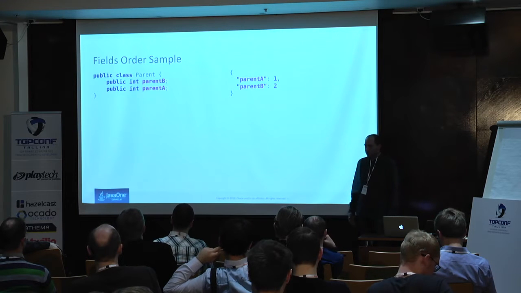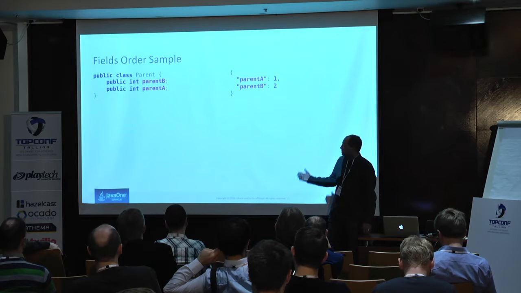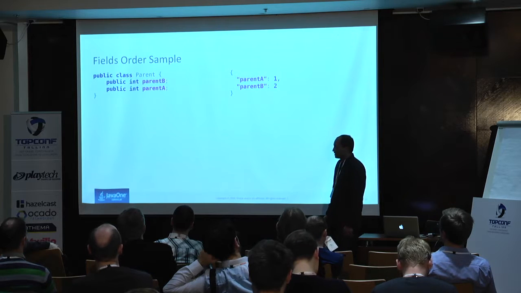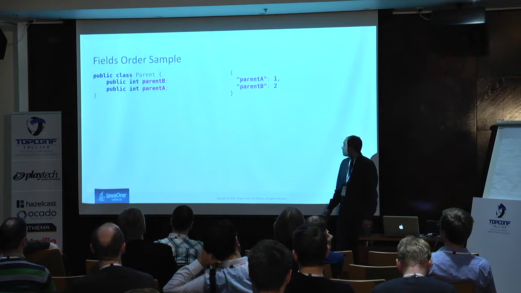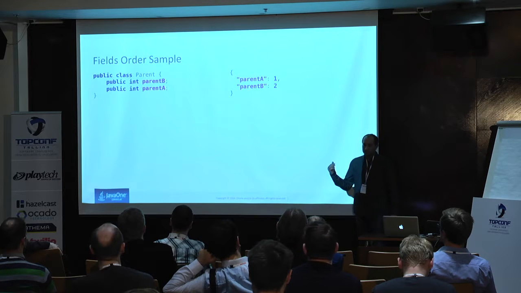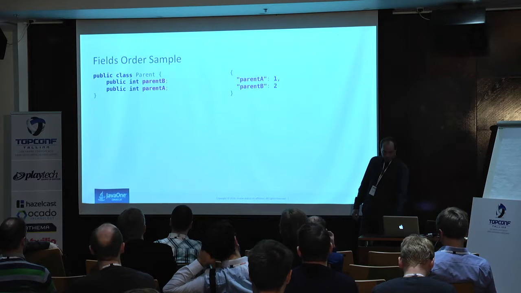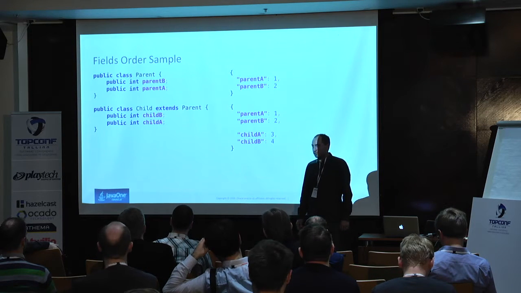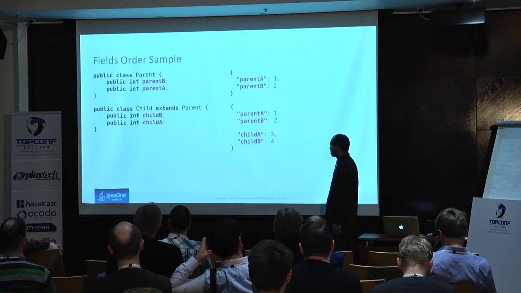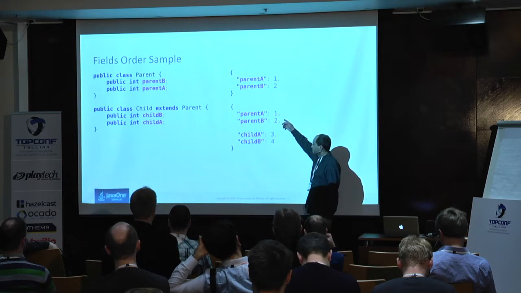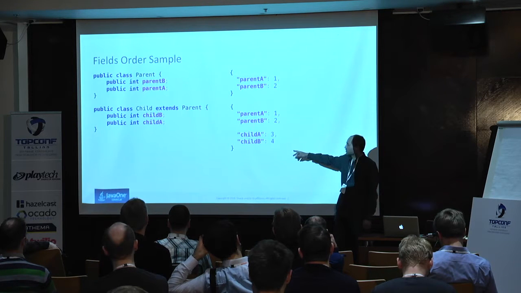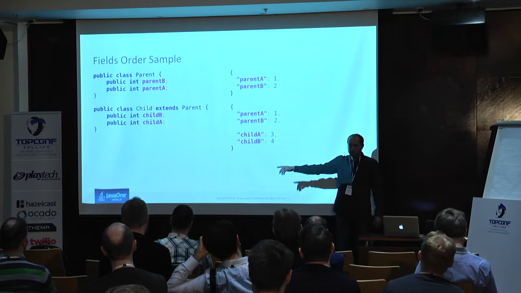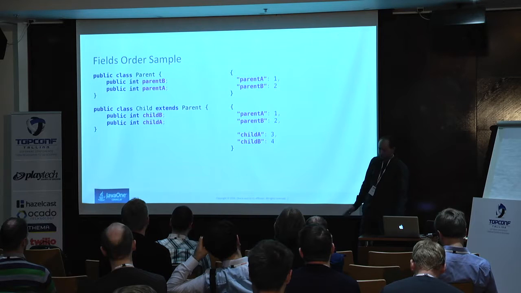It can be seen in this example. So say we have a parent class with two fields, parent B, parent A. On the right side you can see the final JSON document. It will contain parent A and parent B in this order. If we add a child, so two additional properties, child B, child A, in the document we can see that the parent is first and the child is second. And again, lexicographically ordered. This is default.